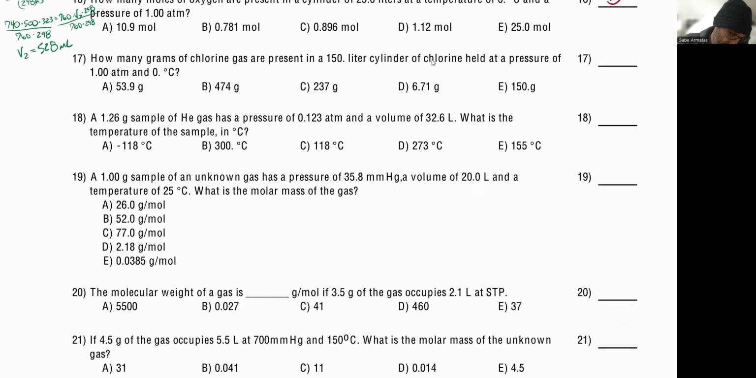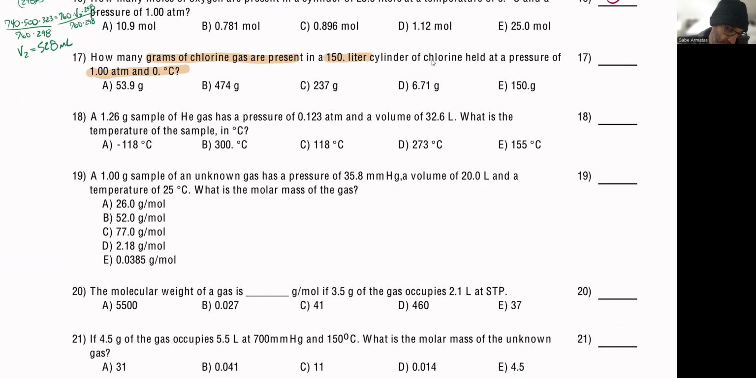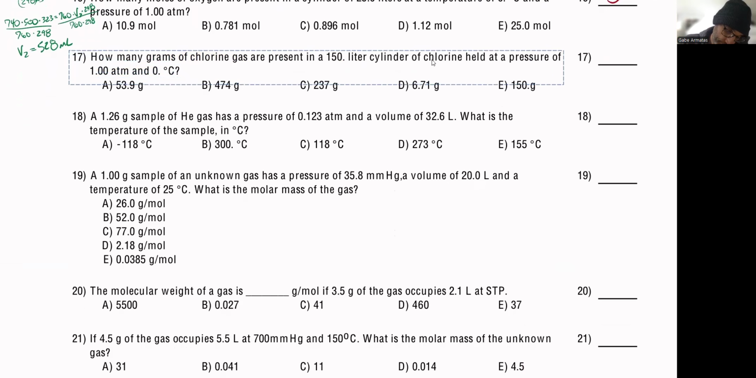All right, moving on. How many grams of chlorine gas are present in a 150 liter cylinder at a pressure of 1 atmosphere and 0 degrees Celsius? Okay, so we want a mass, but we know that we are going to be using PV equals nRT somehow, some way. So let's take our problem.